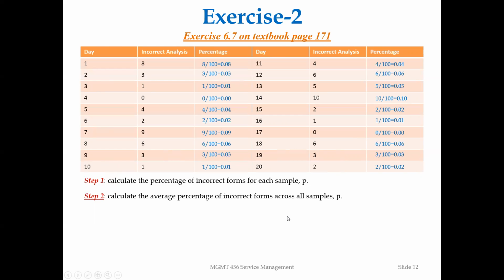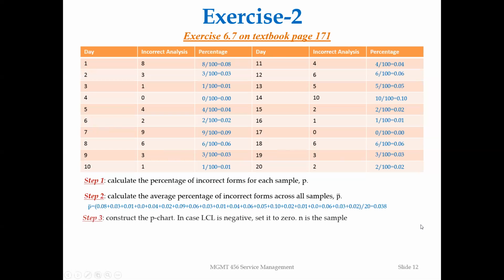Step 2, calculate the average of the P. So P bar, we need to calculate P bar. P bar is the average of all the P's. How many P's do we have? We have 20 P's because we have 20 samples. We want to calculate the average of these 20 numbers. It's a little bit tedious. So add all these 20 numbers and divide by 20. The average is 0.038. So that is P bar.